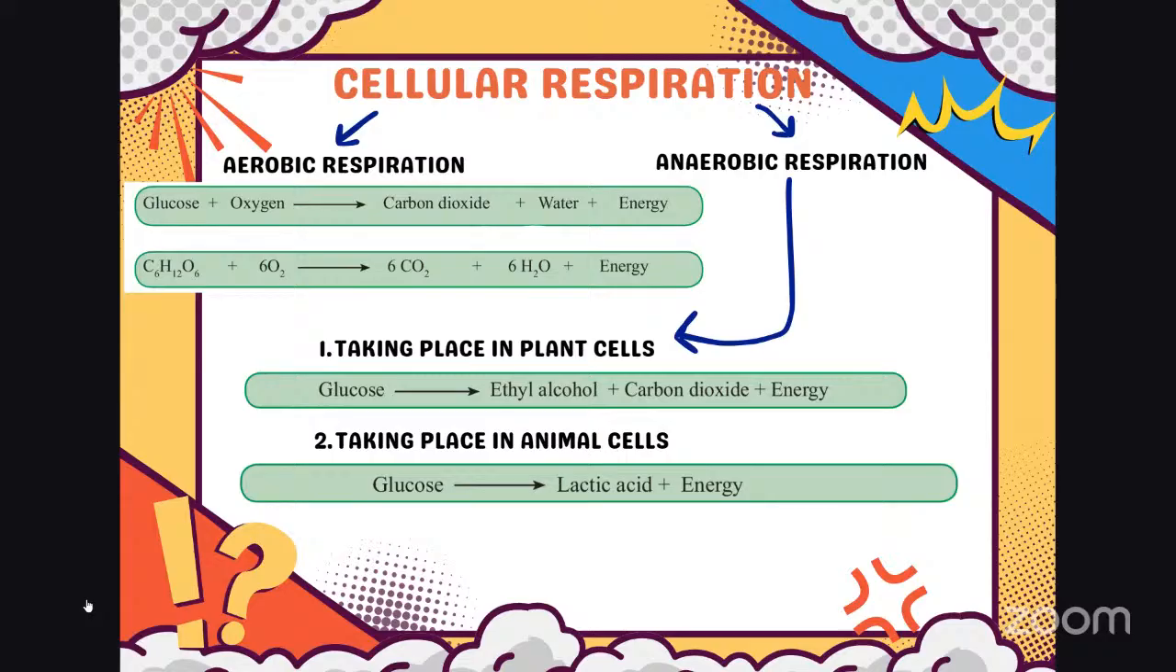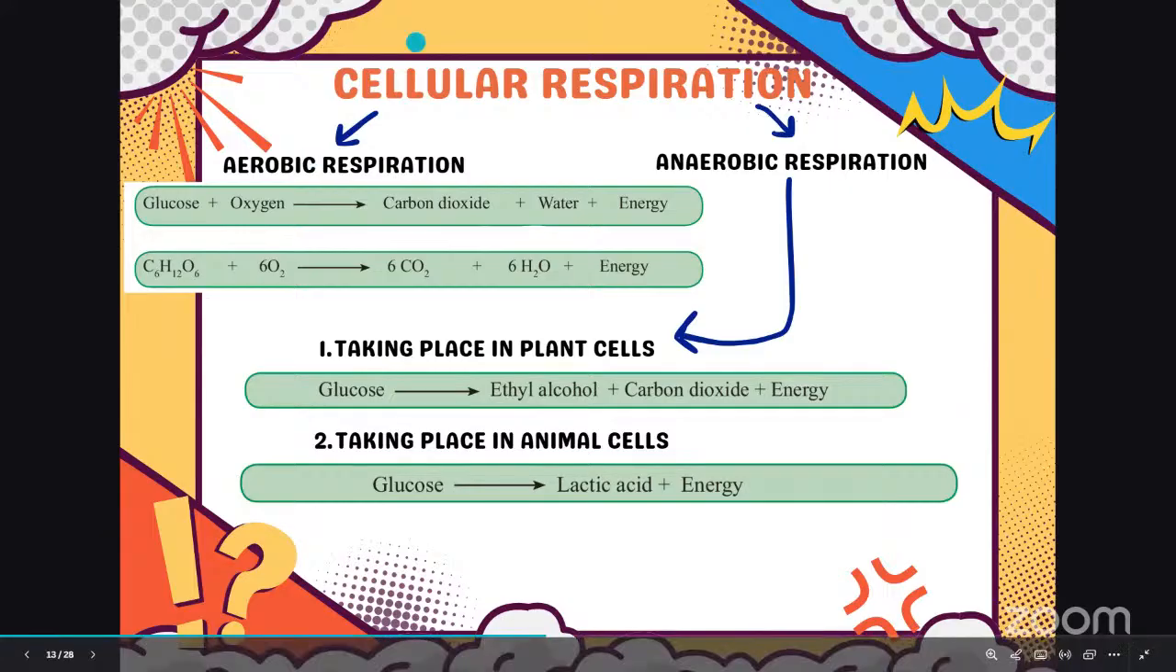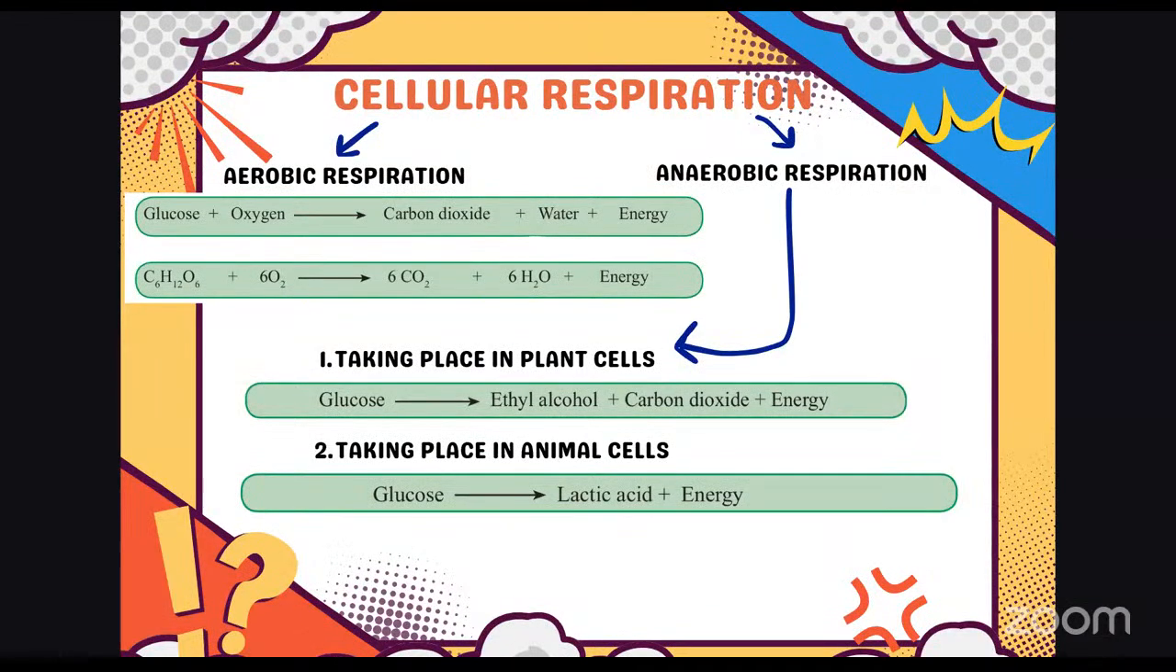May I know the difference between them? What is present in aerobic respiration that is not there in anaerobic respiration? Yes, aerobic respiration needs oxygen while anaerobic respiration doesn't. So it's very important that you all know this equation. Glucose and oxygen break down to give you carbon dioxide as well as water and energy. Now moving on to anaerobic respiration.